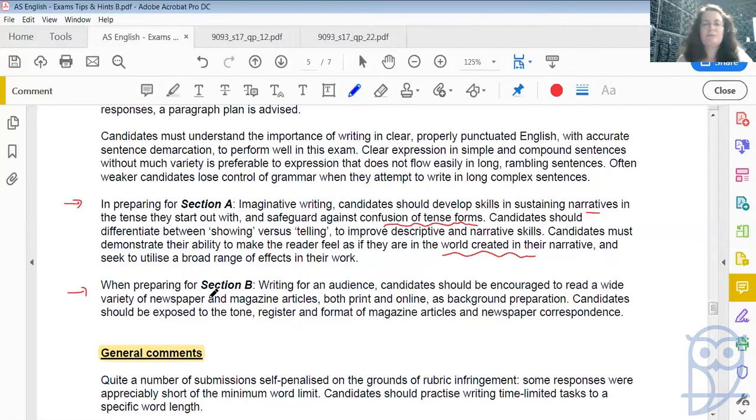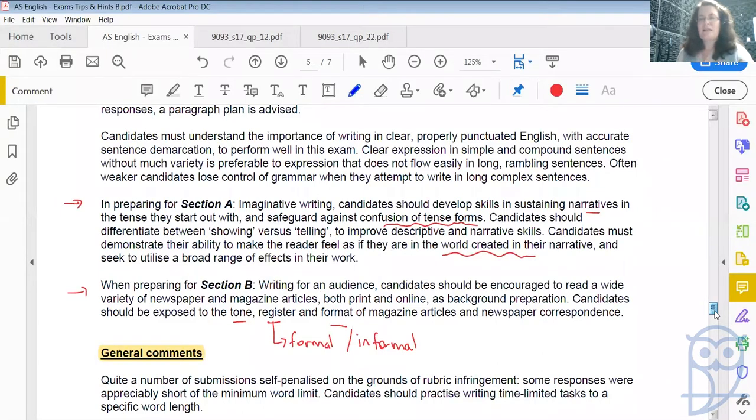Candidates should be exposed to the tone, register, and format of magazine articles and newspaper correspondence. So we've mentioned things like tone. Remember, register, as I've probably said 1,000 times before, and sorry if I'm repeating myself, it's when you're either writing in a formal kind of style or an informal kind of style. Okay, so that's what we mean by register. And then a format, the layout.